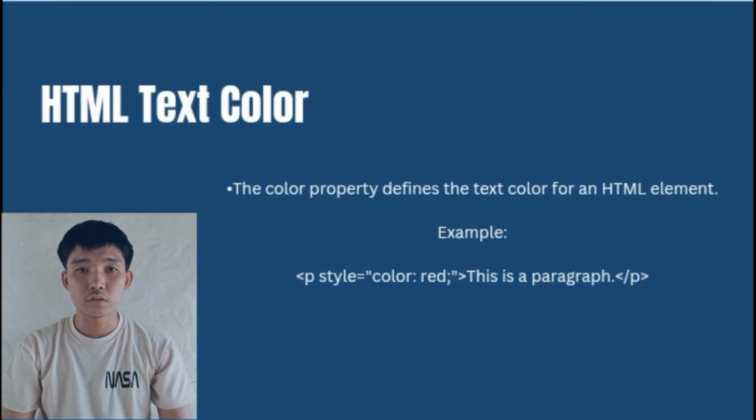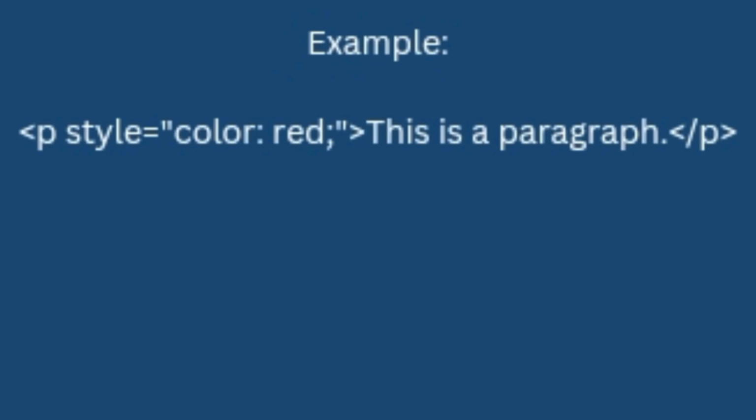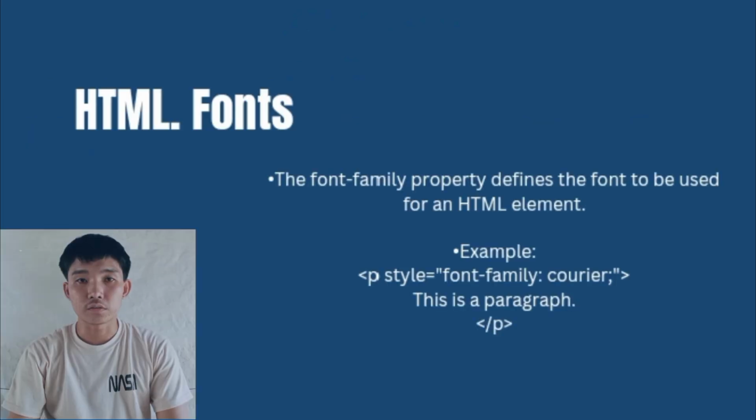HTML text color. The color property defines the text color for an HTML element. Example. HTML fonts. The font family property defines the font to be used for an HTML element. Example.